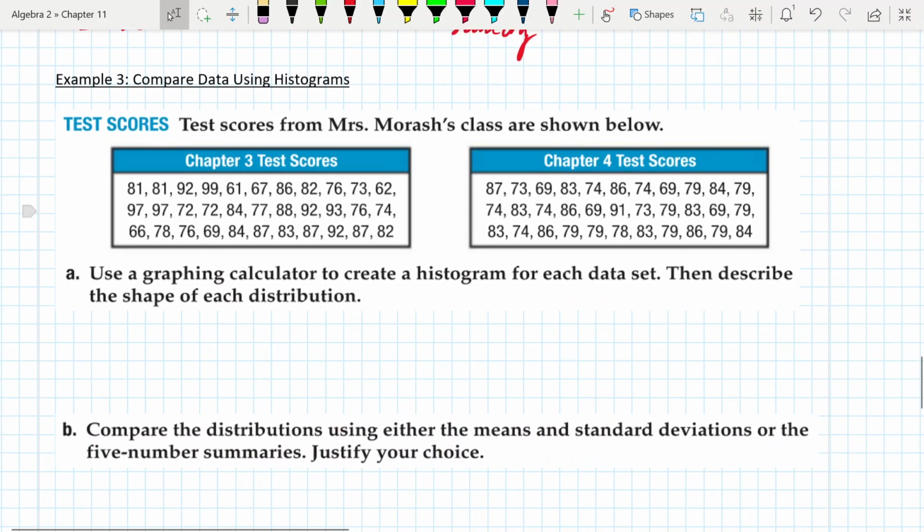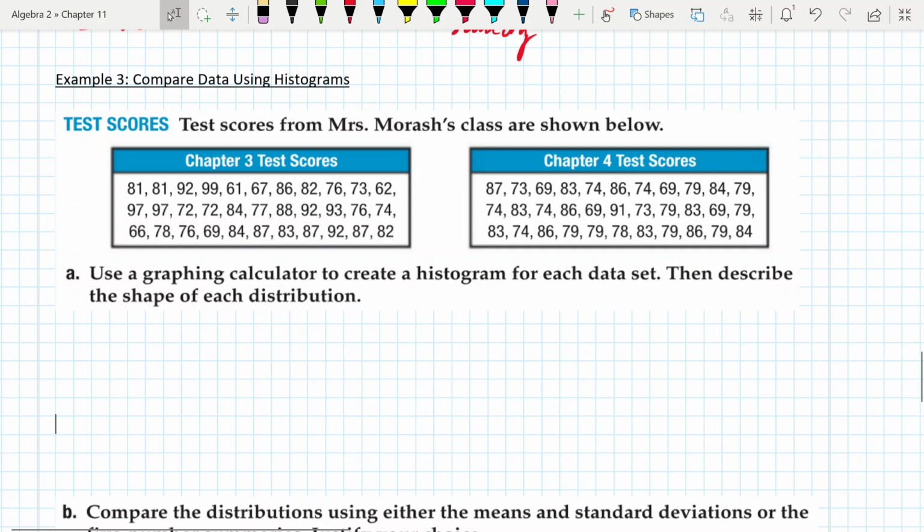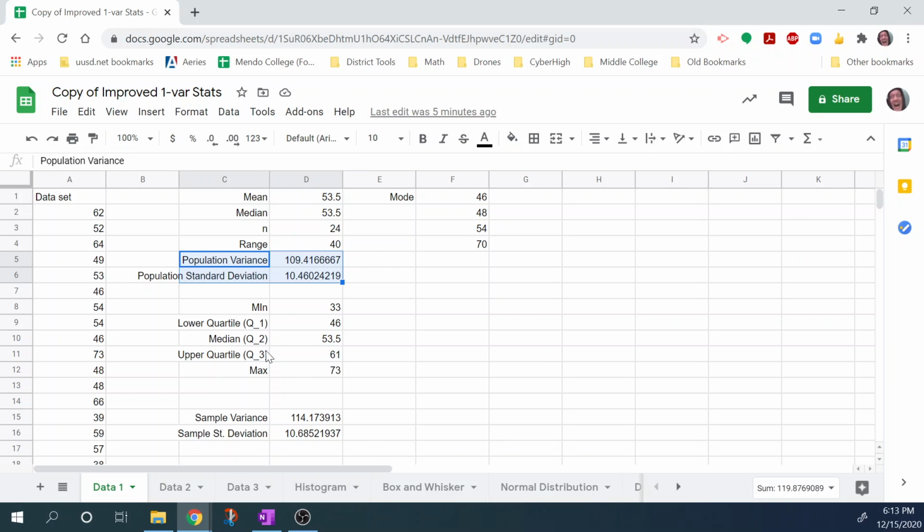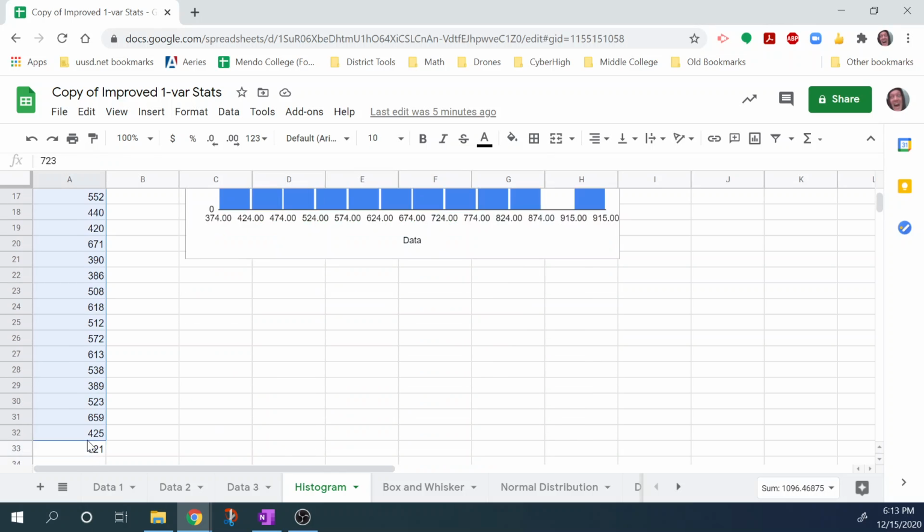Let's go ahead and take a look at example 3. So using a graphing calculator or Google Sheets, let's create a histogram for each data set, then describe the shape of each distribution. So I'm going to just leave a little bit of space here, go over to my spreadsheet, go to the histogram page. I'm going to get rid of this old data.